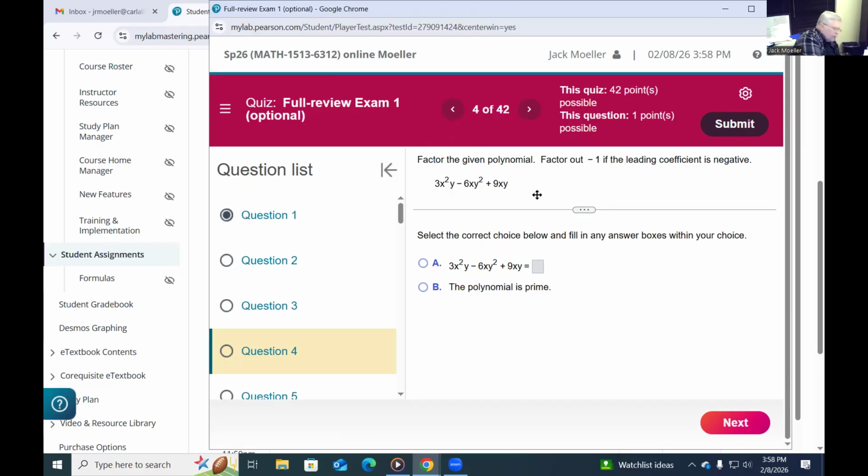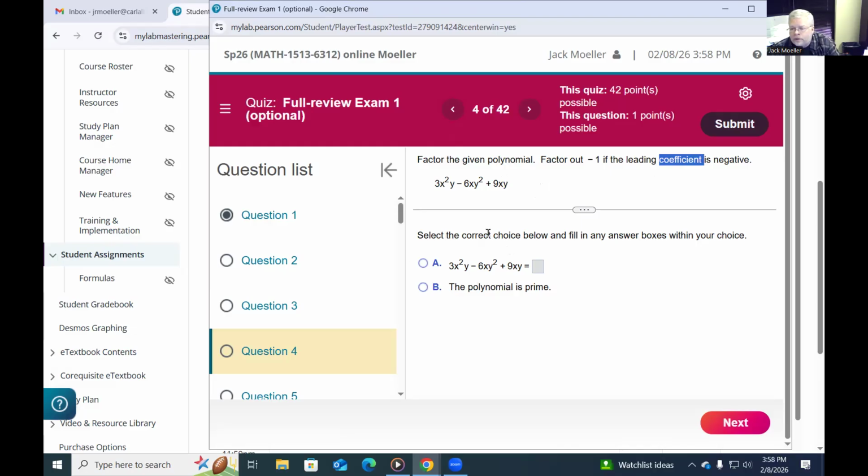Again, if you're following along in your full review, your problem number is going to be slightly different. But notice that it's talking about a leading coefficient. Even though they don't say specifically to factor out the GCF, they're giving you a hint that we're dealing with the C of GCF, right?